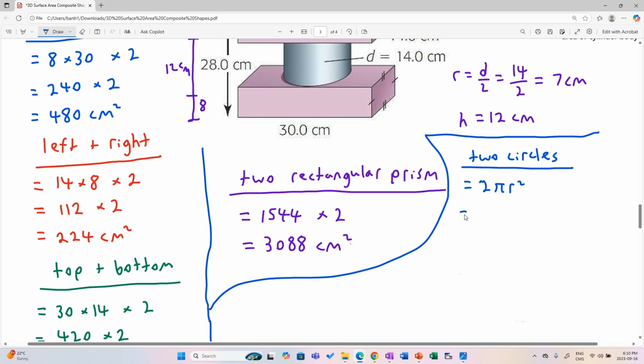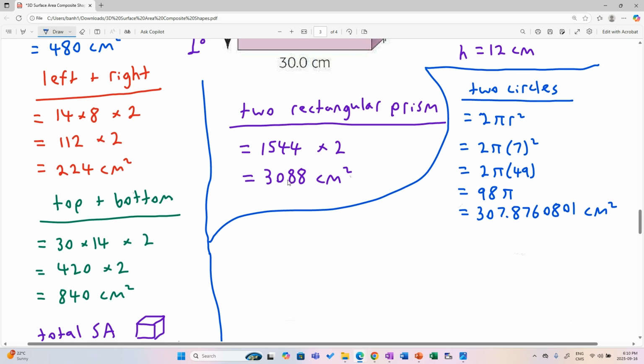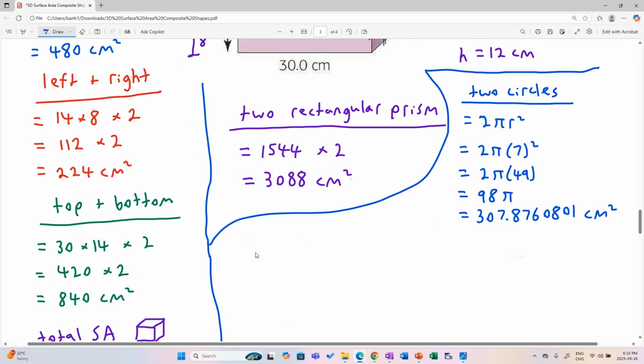So for the 2 circles, I'm going to get 2 times pi. The radius is 7, so 7 squared. This should be 2 times pi times 49. 49 times 2 is going to be 98. So I got 98 pi. And 98 pi is going to be 307.8760801 centimeters squared. Okay, and I'm going to subtract that from my total surface area so far, but first I have to add on the area of the cylindrical body as well.